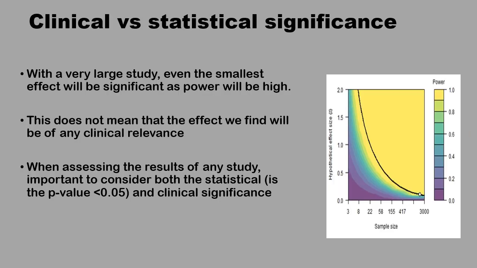Now, naturally, we would want to have a high power to the study so that it can detect a small difference between the two groups and show a statistical significance. But a word of caution here, clinical significance is not the same as statistical significance. If you have a study with a very high power, like a multicentric study from different centers recruiting thousands of patients, then you can have very high power to your study. So high, in fact, that it can detect very small effect sizes, a very small difference between the two groups.